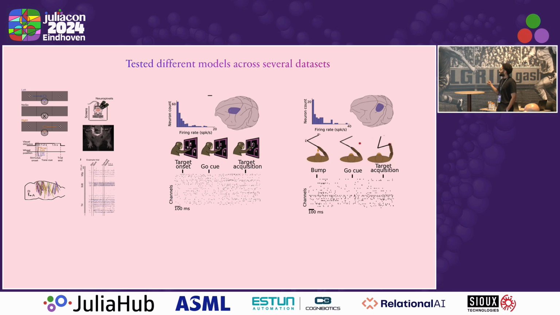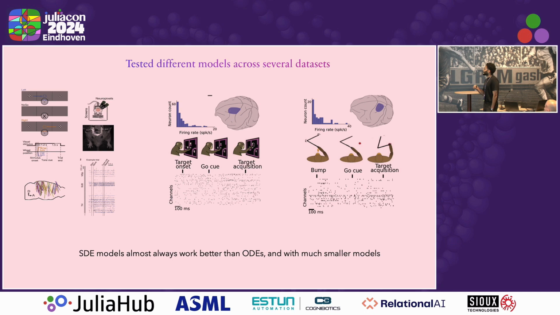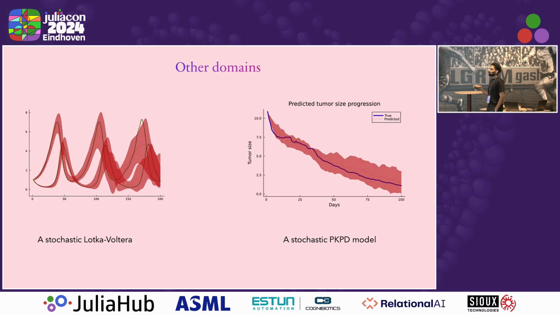So we tested these. Some of these are examples that we have in the notebook. The conclusion is we tested this on different data sets, and what we actually see is these SDE models always work better than ODEs, even with much smaller models. So you end up needing smaller latent states to fit the data than if you have an ODE, for example. We're also looking at different domains where you have these kinds of problems, trying to fit SDEs to empirical data, trying this on stochastic Lotka-Volterra models, and also some PKPD models as well.